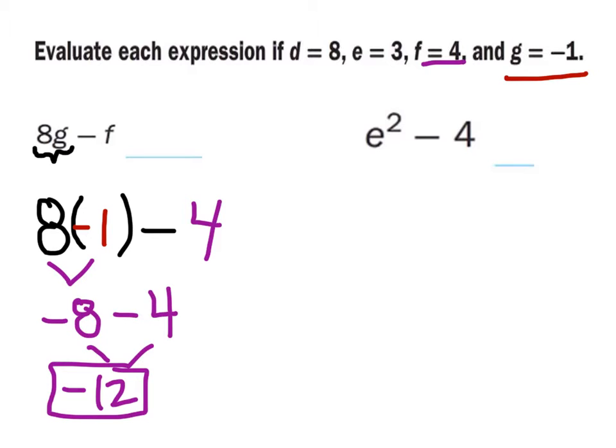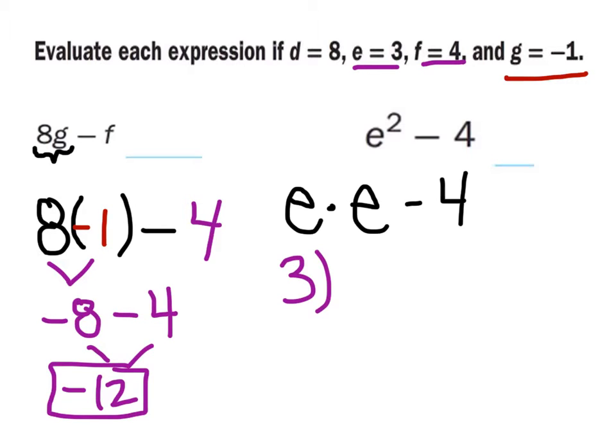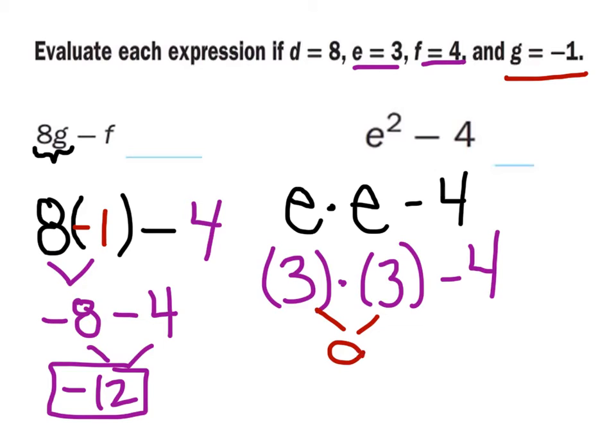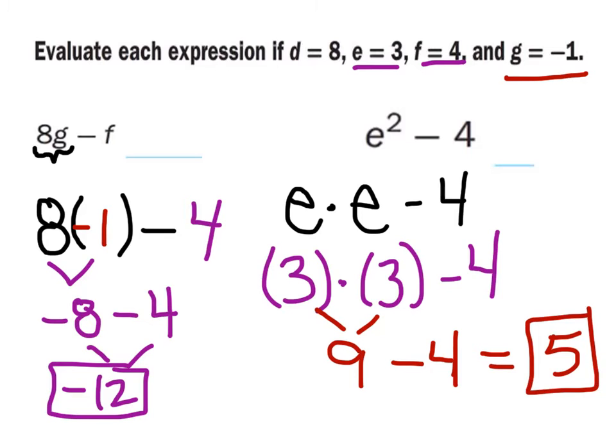Brenna? Yeah, it's E times E minus 4. Well, what is the value of E? Yeah, it is 3. So 3 times 3 minus 4. So you do have to do 3 times 3 first, which is a 9. Minus 4 equals 5. Very good.